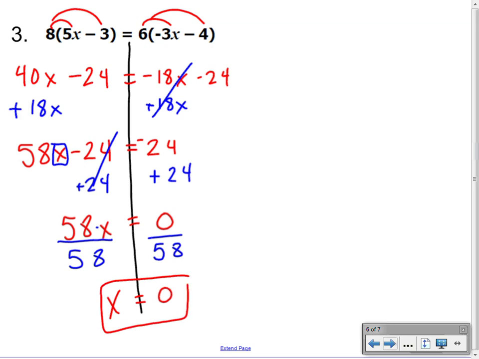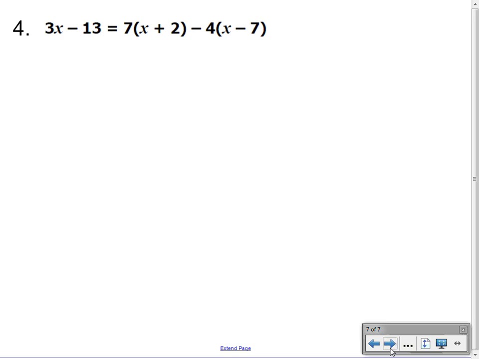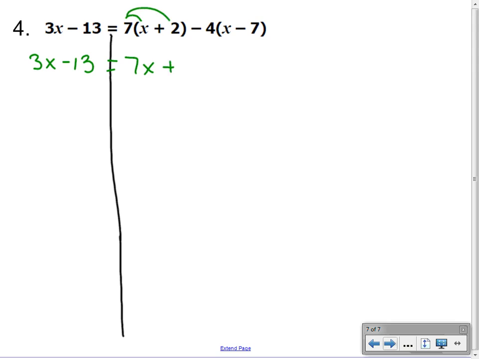All right, one more example. Number 4. Let's split it down the middle. Okay, notice the left side of my equation. I don't have any distributing to do, but on the right side, I have 2 sets of parentheses that I need to distribute to. So the left side, we're going to keep the same. On the right side, we now have a 7x plus 14 minus 4x plus 28.